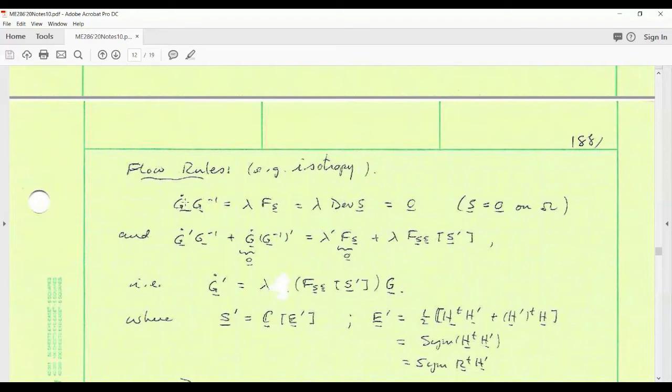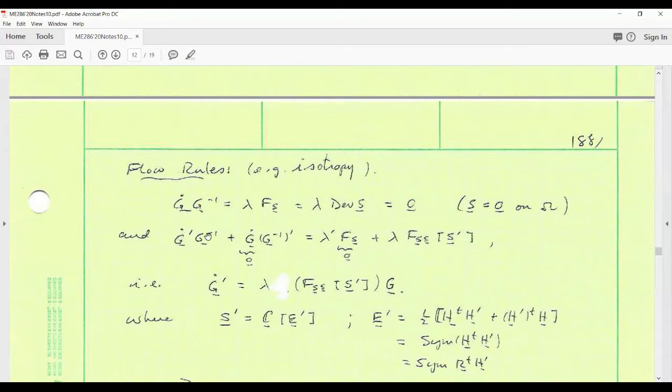Remember, G dot in time is a time derivative. G dot is lambda, which is non-negative, times df/dS, and for isotropy, that was the deviatoric part of S. S, however, is 0 on the mid-surface in the case of pure bending, so this is 0. And that means G does not evolve in time on the midplane in the case of pure bending.